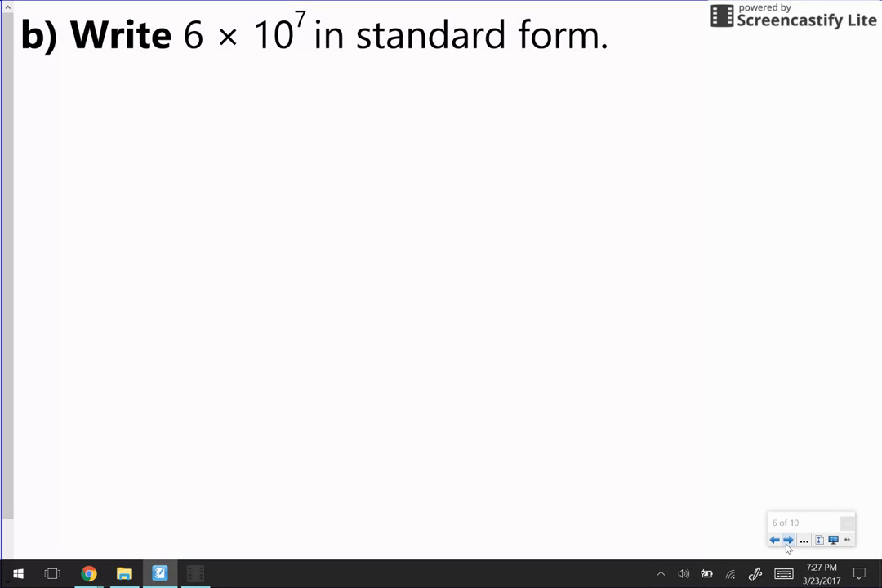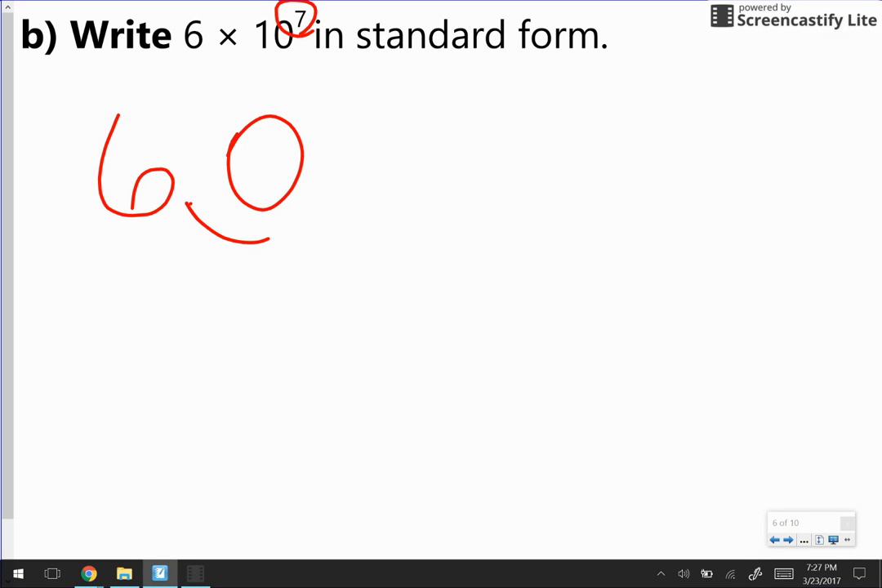Here's another example where we have 6 times 10 to the 7th, and they're asking it to write it in standard form. Again, we're going to start by writing the decimal, but notice that the number 6 doesn't have a decimal written with it. It is common knowledge that 6 is also equal to the decimal 6.0, so we can go ahead and write that instead. Notice that our exponent is 7. So that means we'll be moving our decimal 7 times to the right.